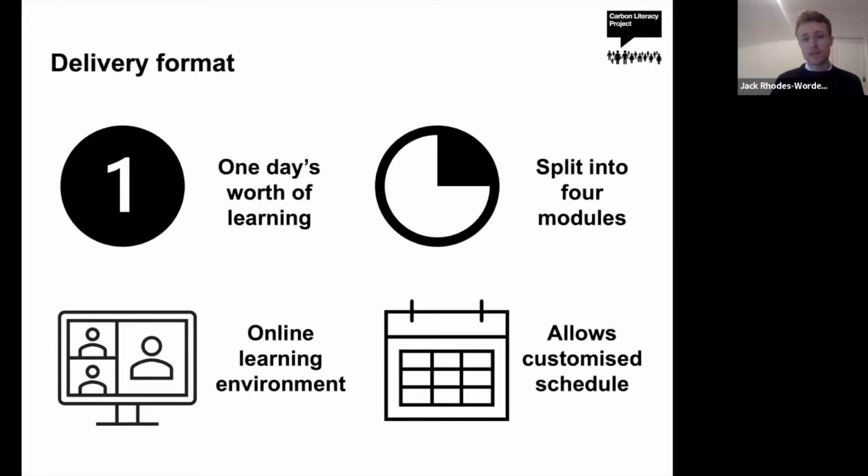As my colleague Natalia said, it's 1 day's worth of learning. The toolkit is split into 4 different modules. It is designed to be delivered in an online working environment, so Zoom or Teams, and it contains some independent learning. And as Natalia said, it allows for a customized schedule. So whatever is best for your museum, you can deliver it in that way. So if that is once a week for 4 weeks, then that's perfect. If it's over 2 consecutive days, that's fine too. And it's been designed to be picked up by any member of staff and delivered within your organisation.